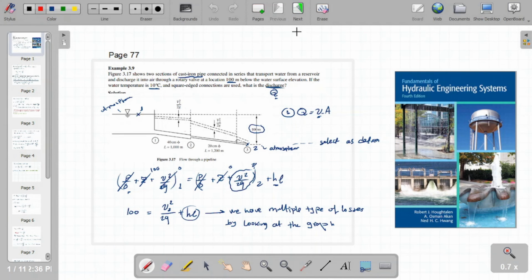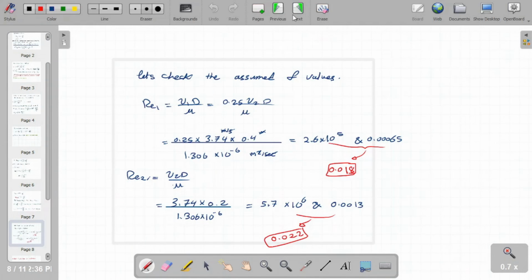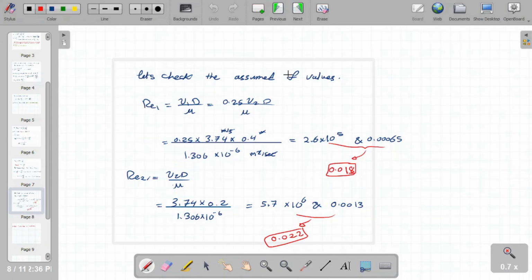So what is the discharge? We can now say that the discharge is the velocity times the cross-section area. Now, before we find the discharge, we need to check that our assumption is actually correct, because we've assumed that the flow is turbulent, right? And this might not be the case. So we're going to have to check that. So we can calculate the Reynolds number for the first pipe and the Reynolds number in the second pipe. And the Reynolds number is the velocity times the diameter divided by the kinematic viscosity.